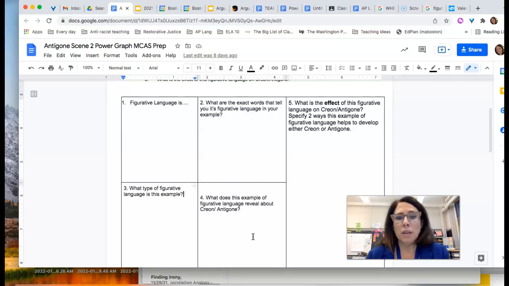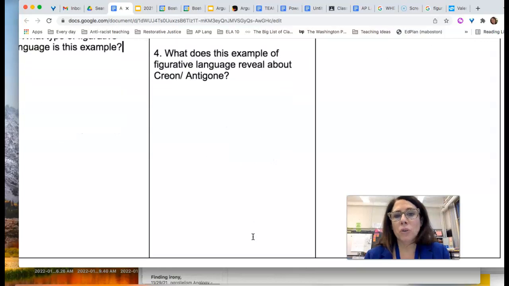So what does this example of figurative language reveal about Creon or Antigone is super important. So in order to do that, what do you have to do in your brain? You have to know what is being compared, right? If figurative language is a comparison, you need to know how that thing that doesn't belong in that comparison, that is not literal, tells you more about either Creon or Antigone.